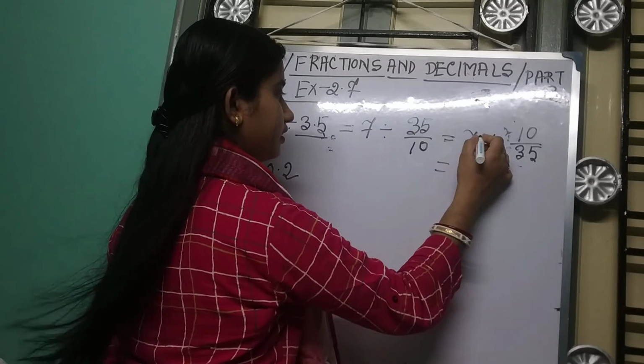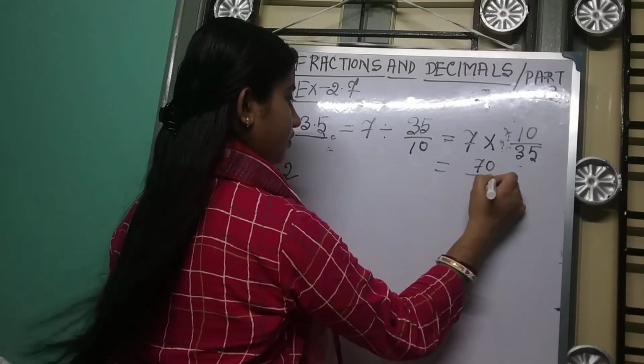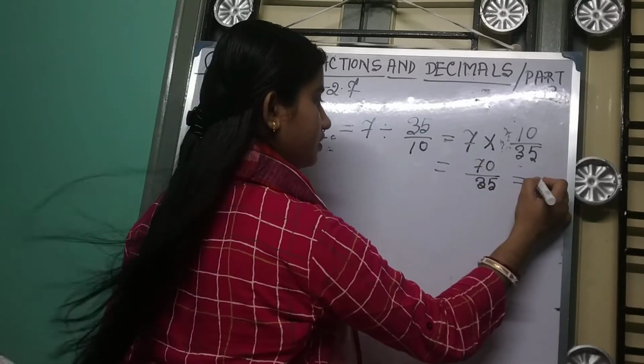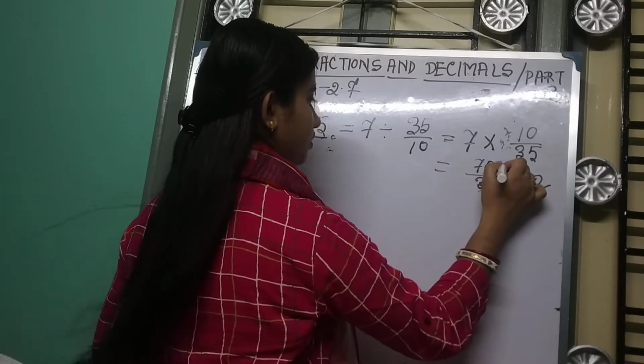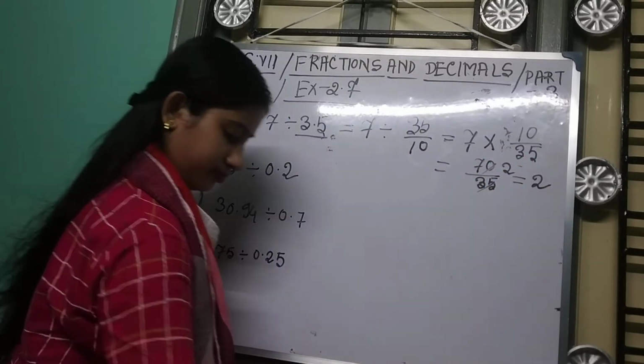Now we get 70 by 35. So 70 by 35 means 2. This is 2.